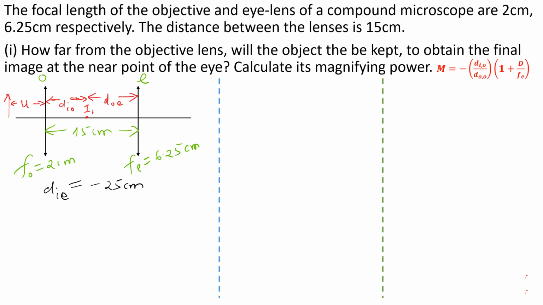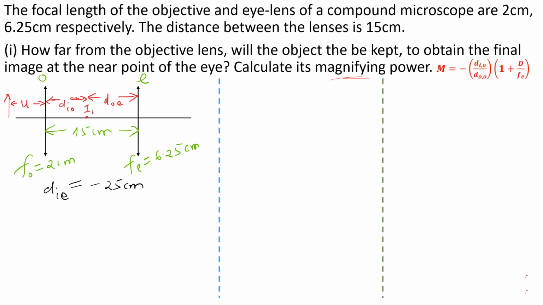The first part of the question says, how far from the objective lens will the object be kept to obtain the final image at the near point of the eye? And also we need to find the magnifying power of the lens. For magnifying power, we shall see the formula. So let's interpret the question.